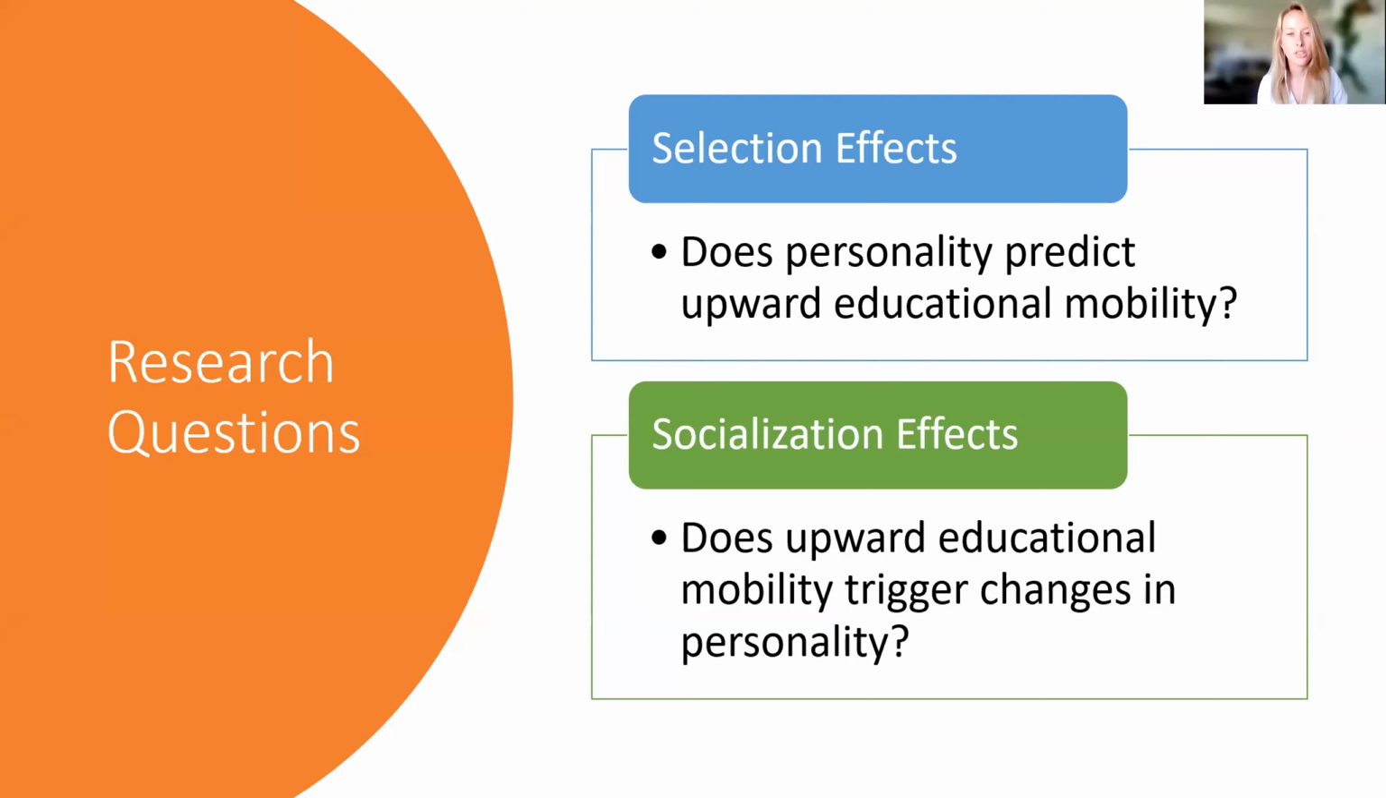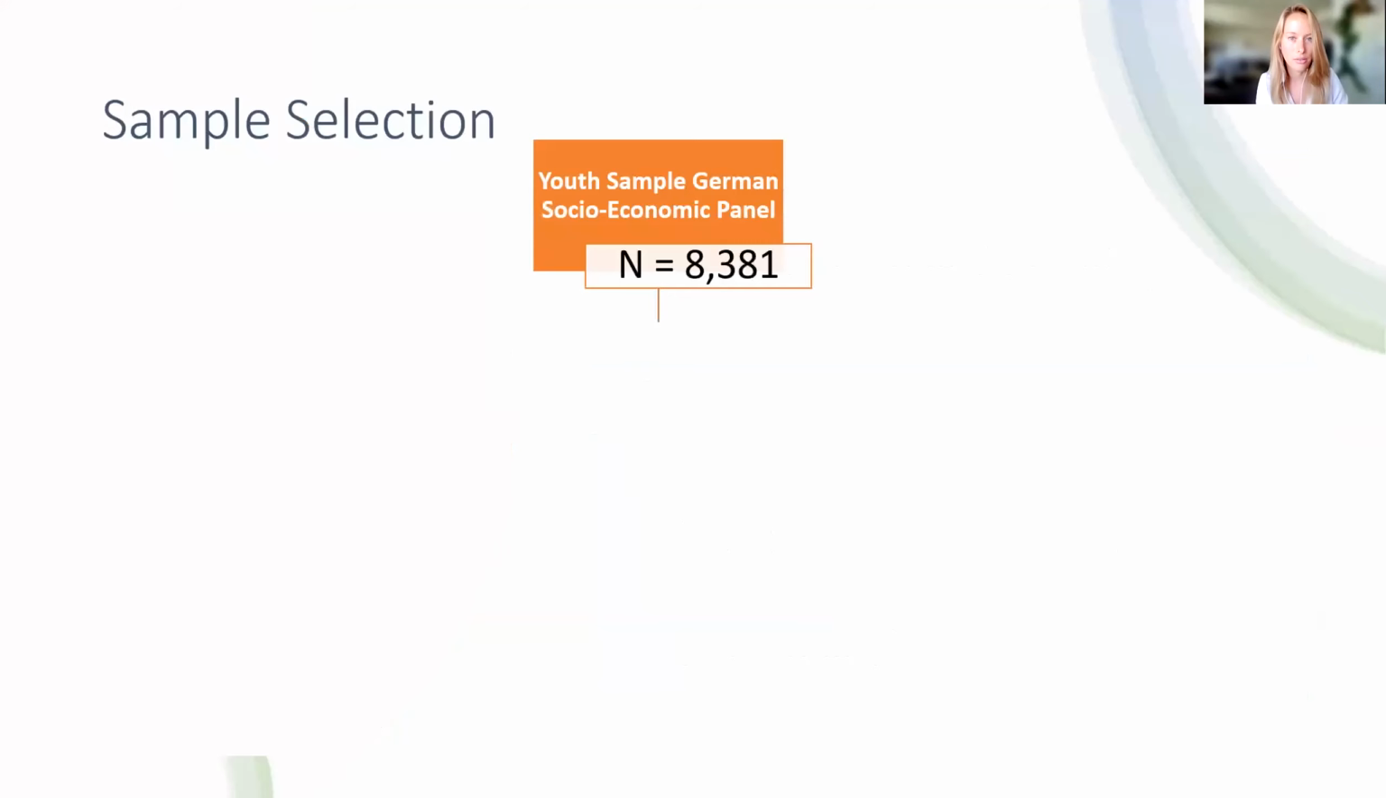So the difference with other studies that focus on the transition to university is that we take parental education level into account. We have 2 research questions. So the first is, does personality predict upward educational mobility? And the second one is, does upward educational mobility trigger changes in personality?